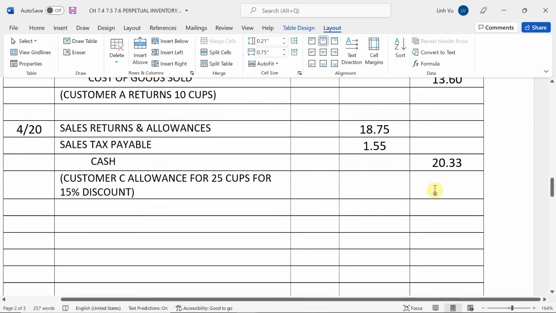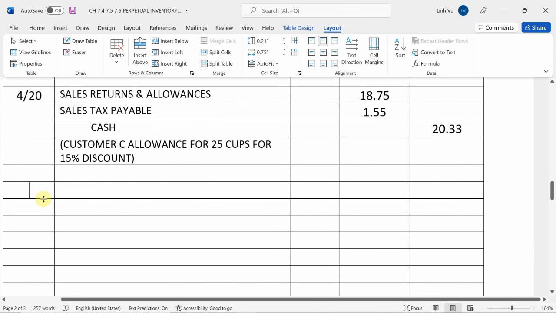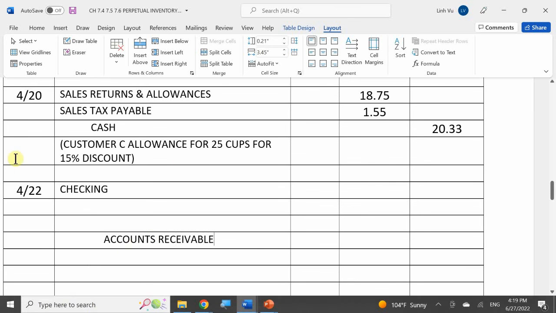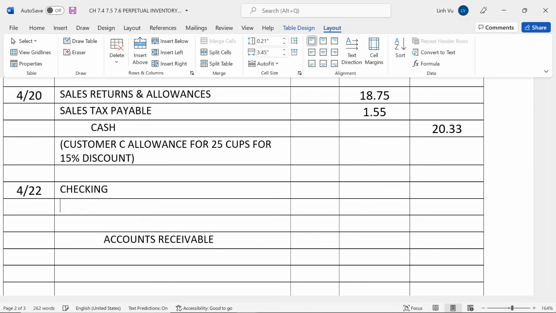So it is April 22nd. If they paid me with a check, that means I'm going to be increasing my checking account. What do I need to recognize here? You need to credit accounts receivable, and your sales discount. Not credit, you need to debit the sales discount.